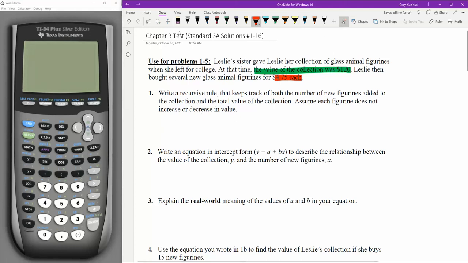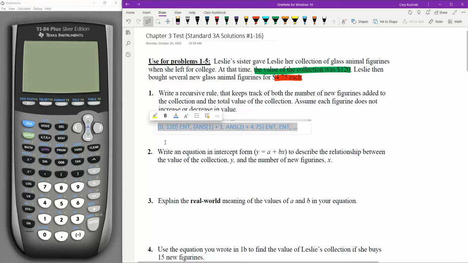So here we go. Let's set it up like this. We're going to start off with our starting amounts: zero additional figurines, just the ones that she initially got. The value was 120. We hit enter. Then we're going to take the number of figurines and keep continually increasing that by 1. And we'll take the value and keep continually increasing that by 475 each time we add a new figurine. And then we can hit enter on the calculator as many times as we want.